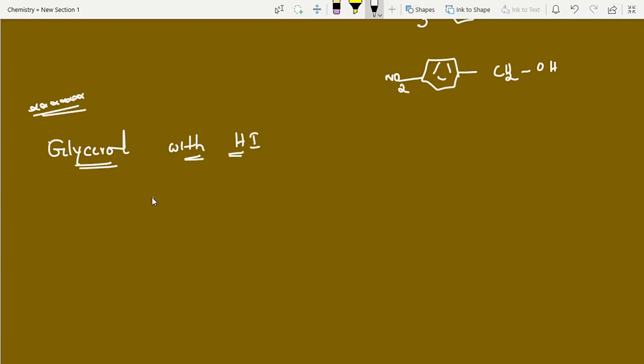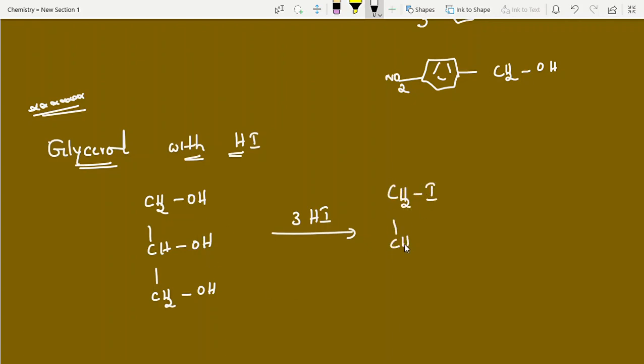Now, CH2OH, glycerol, CHOH, CH2OH, a trihydric alcohol, 1,2,3-propanetriol. Now take 3 moles of HI at a time. All the OH groups are gone: CH2I, CHI, CH2I. Actually, the product has 3 iodines on the compound, and with 3 iodines on adjacent carbons it is highly unstable.